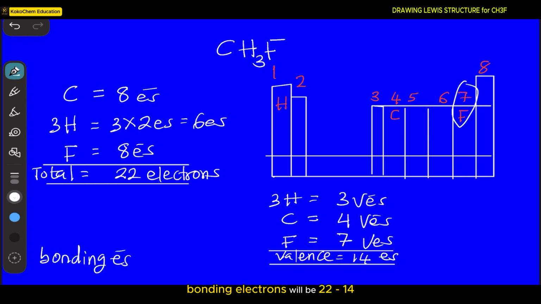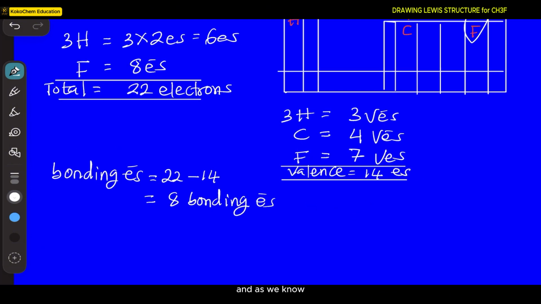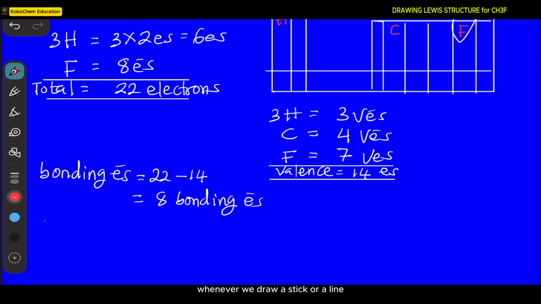Bonding electrons will be 22 minus 14, which gives you 8 bonding electrons. As we know, whenever we draw a stick or a line, it has 2 electrons. So to find out how many bonds or lines we have, we divide 8 by 2, which gives you 4 bonds.